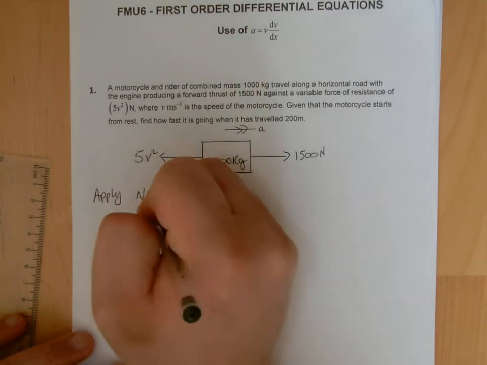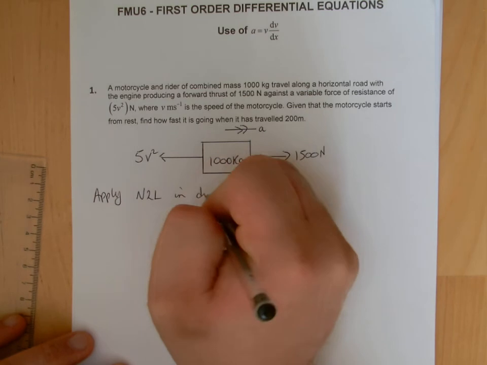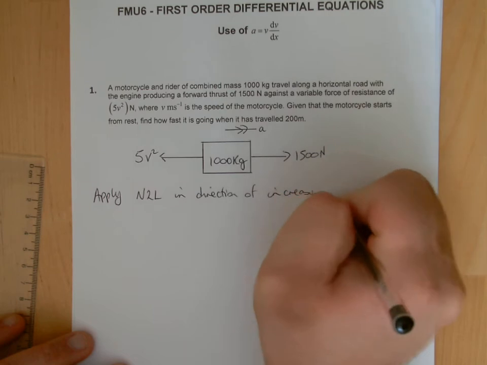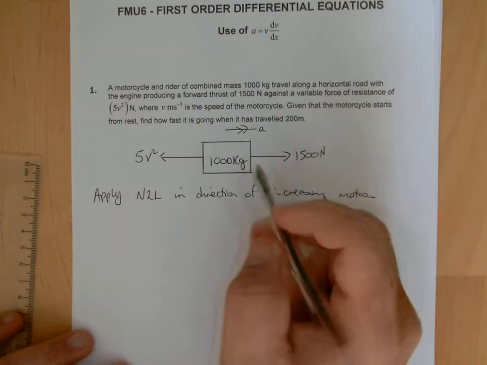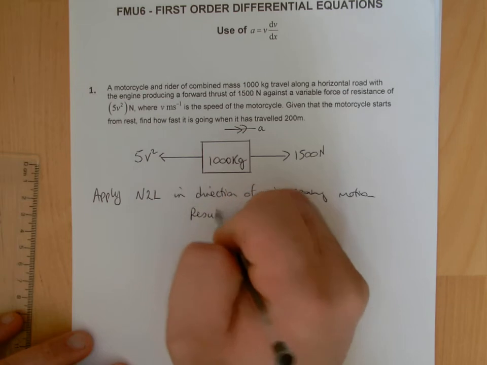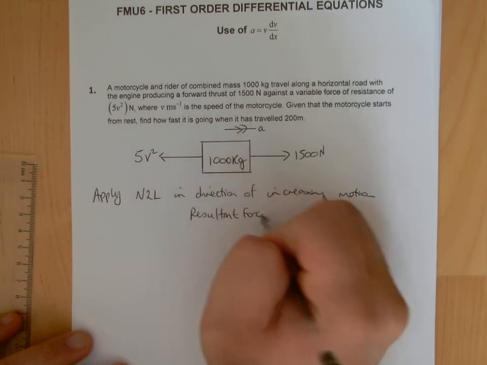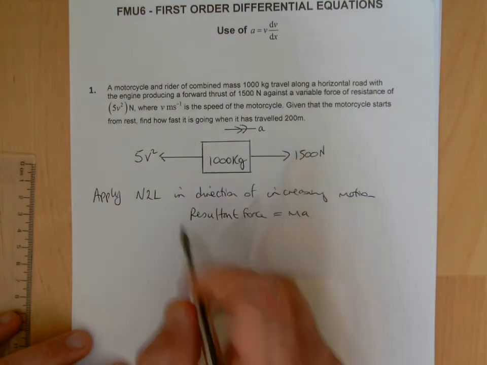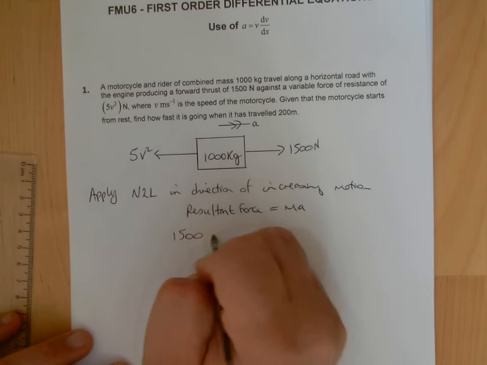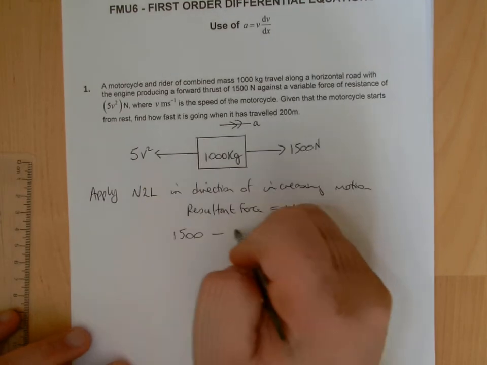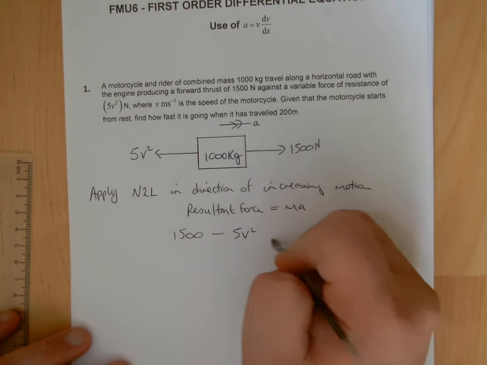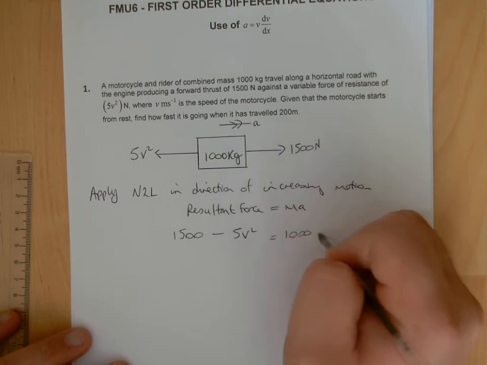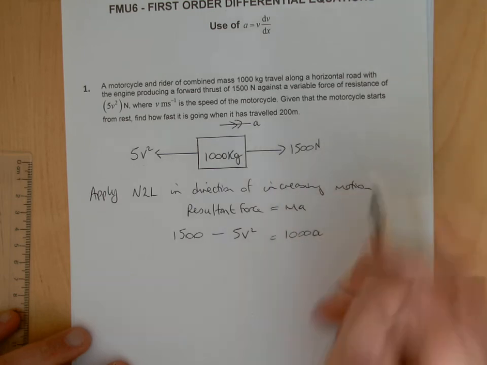So what we're going to do now, as per the norm with these, is apply Newton's second law of motion in the direction of increasing motion. Newton's second law says the resultant force is equal to the mass times the acceleration. The driving force, the forward thrust, is 1,500, less the resistance, which is 5v squared, and that equals the mass, 1,000 kilograms, times the acceleration, a.